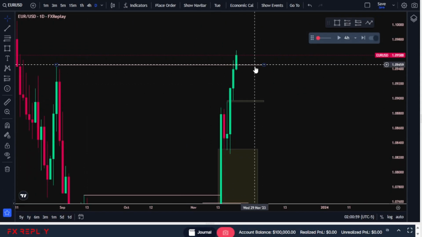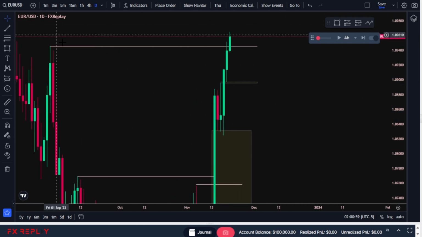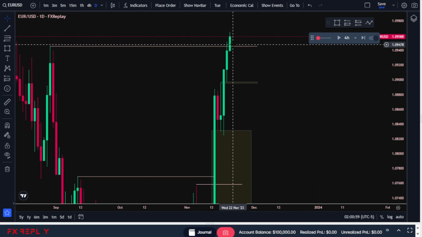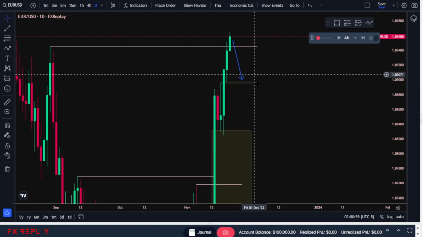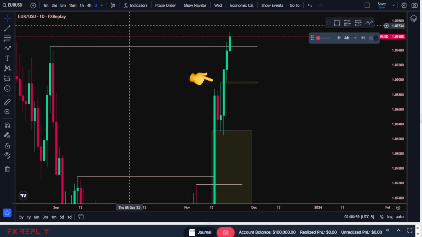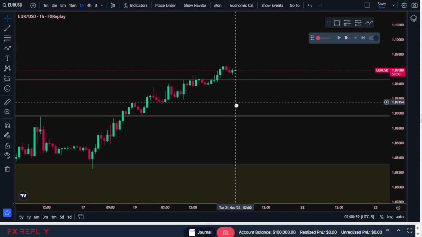As we can see over here, we have recently taken out this external range liquidity. So keeping that in mind, we will be looking for internal range liquidity. In this price leg, we have two fair value gaps, but as we know, institutions are buying at a discount and selling at a premium in this kind of bullish market, so I will be targeting this fair value gap in the discount. Let's drop down to a 1 hour time frame.